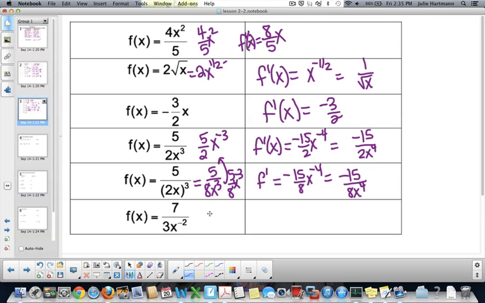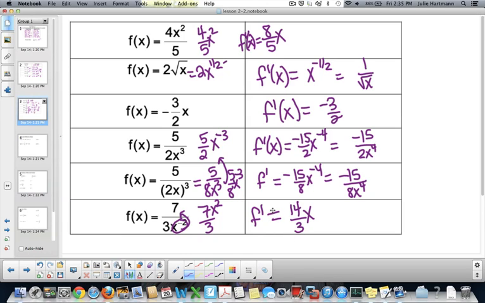Okay. This next one, f of x equals 7 over 3x to the negative 2. Now x to the negative 2, that's a negative power in the denominator, so that comes up. So it'll be 7x squared over 3. So that derivative is 2 times 7 is 14 thirds x.